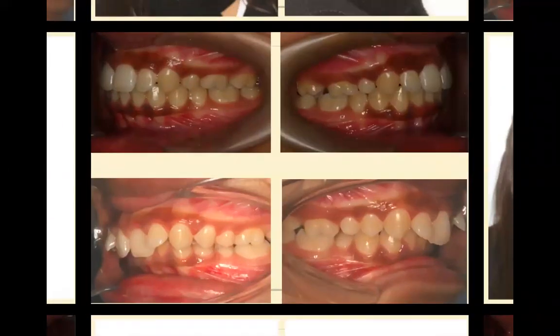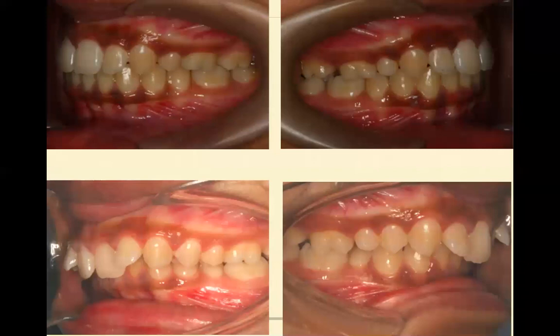But if we do, like the patient here, extraction in the upper arch only, as you can see in the bottom photographs, the pre-treatment photograph, and the top one is the post-treatment photograph, the patient had 2 units extracted in the upper arch. Now she has a canine in class 1, and the molars are full unit class 2. And this is how we finish when we do extraction in the upper arch only.